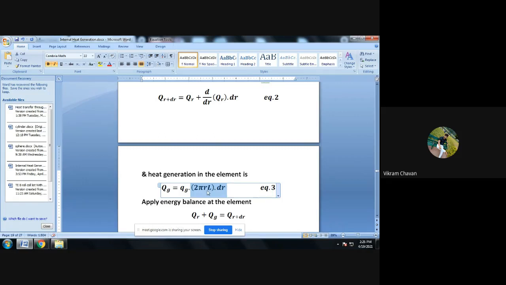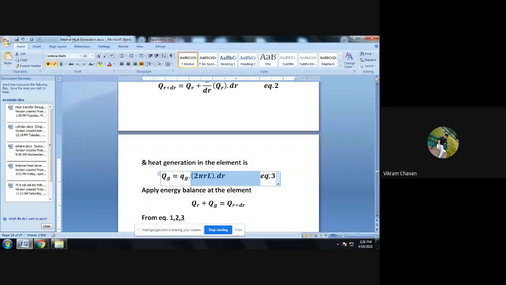So this 2 pi r l is the area of that particular element, and dr is the thickness. Area multiplied by thickness will give the volume of the element. So remember this thing. So heat generation per unit time will be heat generation per unit volume per unit time, that is q suffix g, multiplied by volume. So that will be our equation number 3.